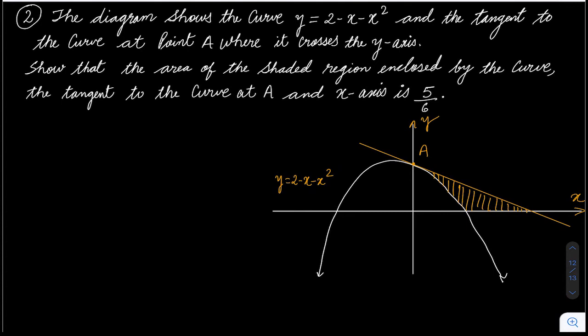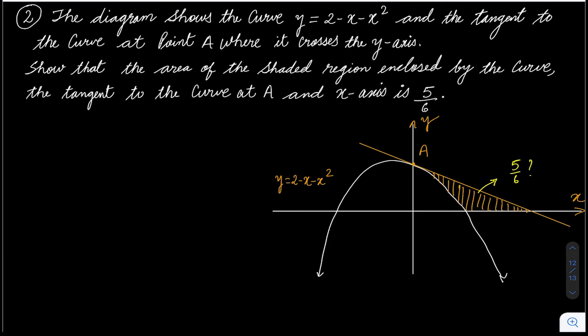Now, the second question is: the diagram shows a quadratic y equal to 2 minus x minus x square and the tangent to the curve at the point A, where it crosses the y-axis. Show that the area of the shaded region given is 5 by 6. Okay, so we have to prove actually that this shaded area is 5 over 6. This is what we have to prove.